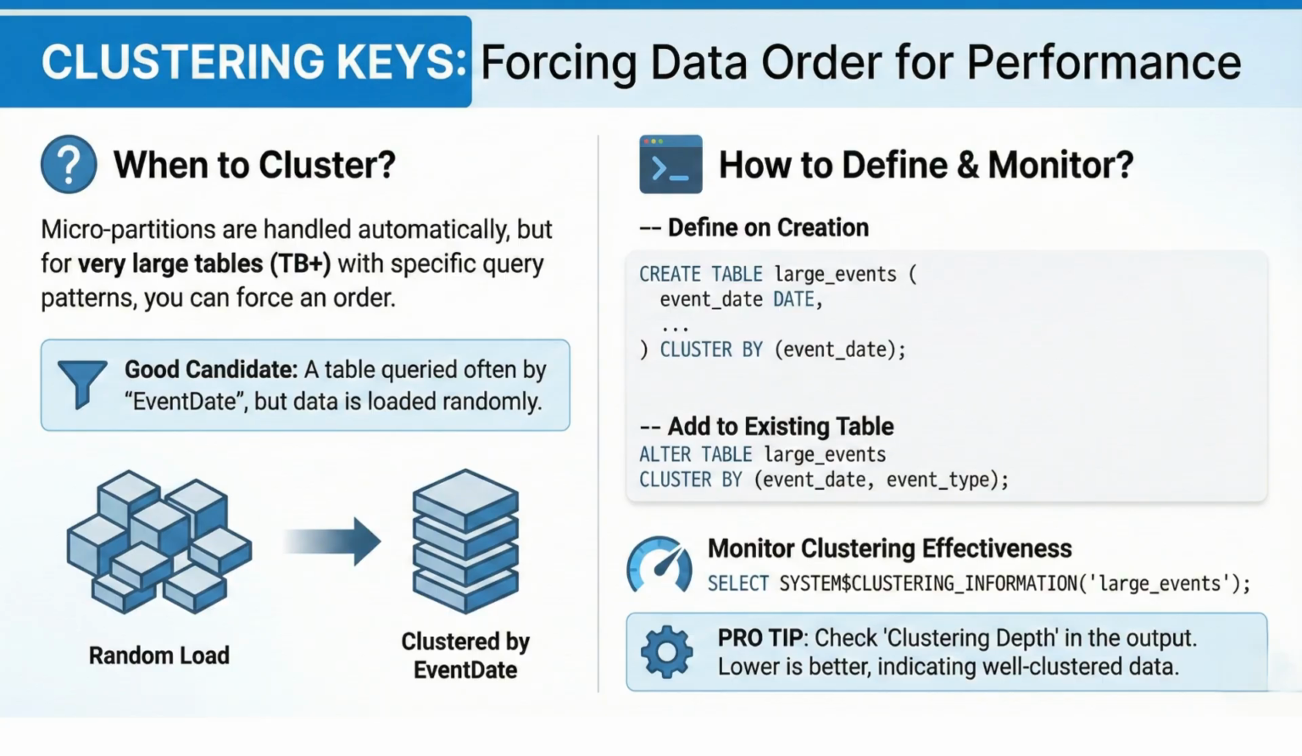On the right side, we see how to define and monitor clustering. A clustering key can be defined at table creation time, or it can be added later to an existing table. Snowflake also provides a way to monitor clustering effectiveness using system functions. One important metric to watch is clustering depth. A lower clustering depth indicates that the data is well clustered and queries can prune data more efficiently.